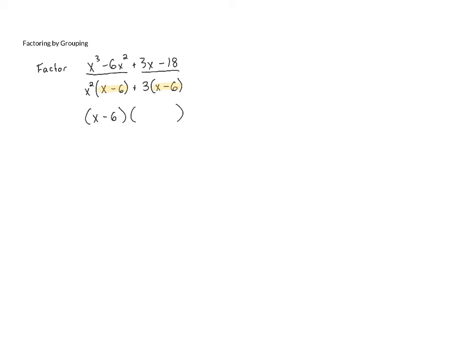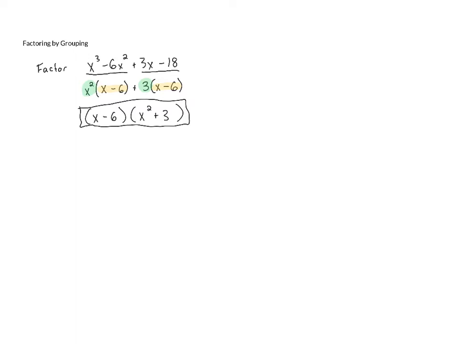What's left over when we pull out the x minus 6? Well, there's an x squared and a positive 3. So the leftovers are going to be x squared plus 3. And I want you to notice now that we have a factored version. Instead of having one polynomial, we've written it as a product of smaller polynomials. So this is how factor by grouping works.